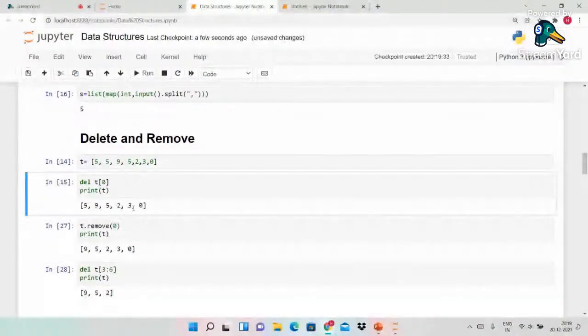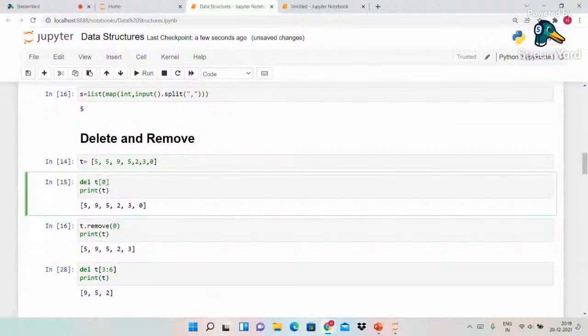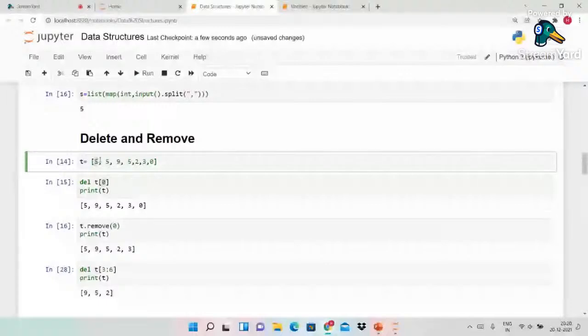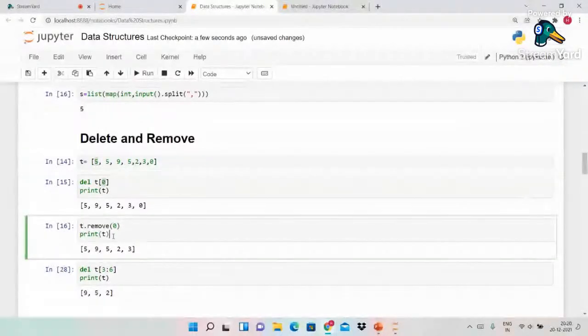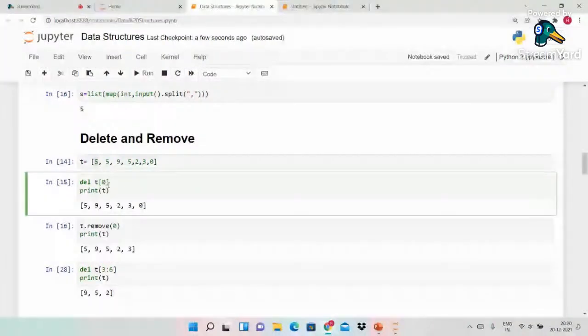Okay, so T of 0 is the index position 0 that is printed, right? And now I'm trying to do this. Now, what is happening here? The number 0, whatever it was there, that is deleted. Do you see the difference? Here the index 0 was deleted. What was at index 0? 5. Now this 5 doesn't exist here anymore. But what happened here was, we removed the number 0 itself. Like in del, when you're using del, you give the index.